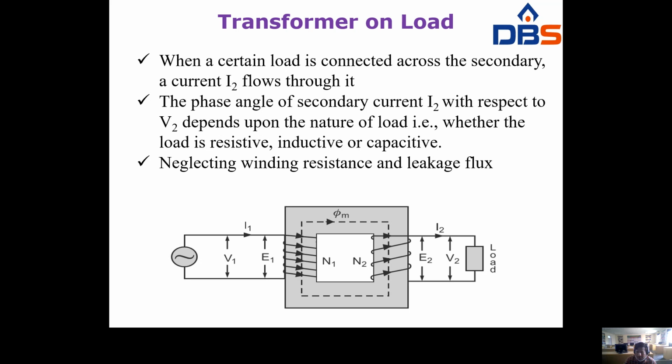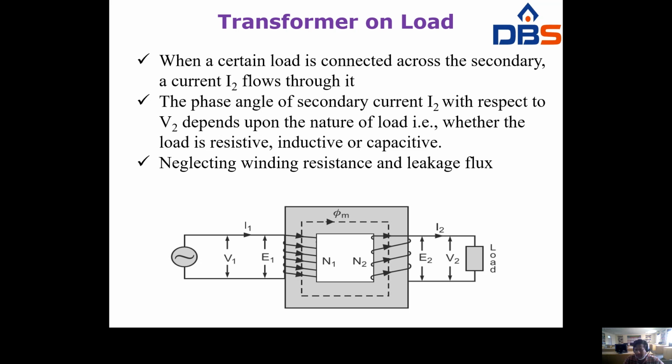Now this is about the transformer on no load condition. Now let us go for the transformer on load conditions. Before putting the load, I2 is 0. Now we are connecting some load on the secondary side. Now the secondary current is also flowing, right?